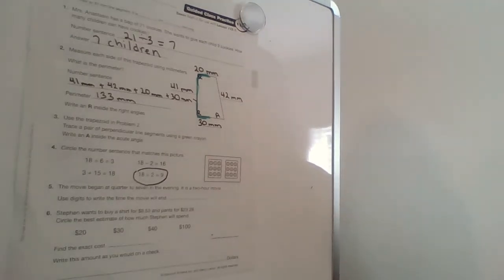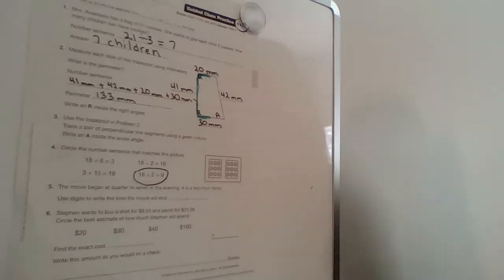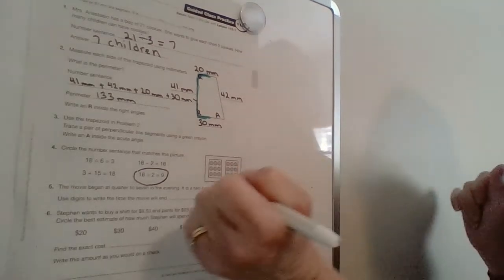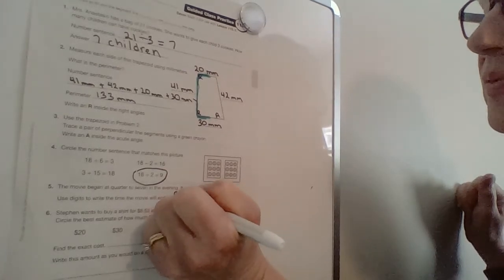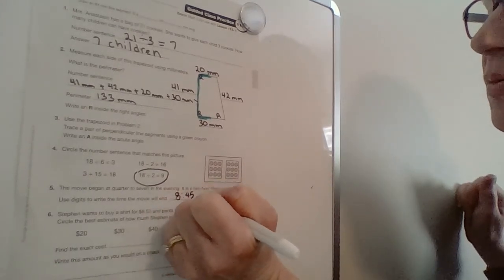Okay, the movie began at 6:45 in the evening. It's a 2-hour movie. Use digits to write the time the movie will end. All right, so 6:45, that would be 6:45 plus 1 hour, 7:45. 1 more hour, that would be 8:45. And that would be p.m.